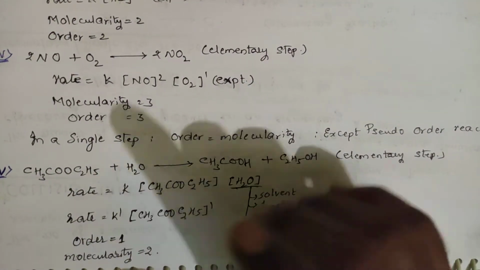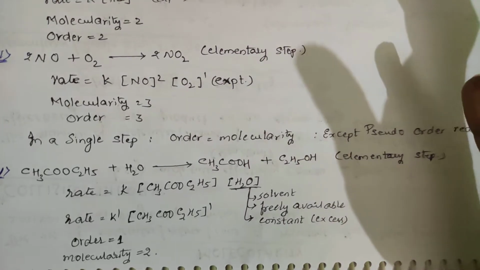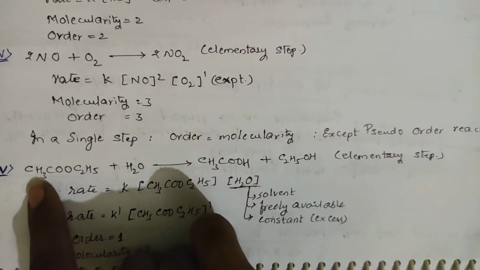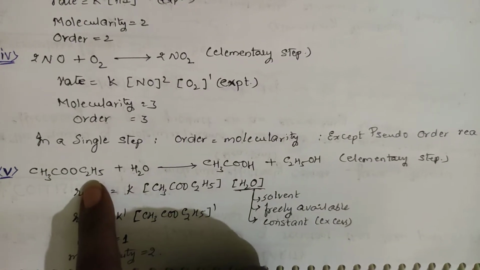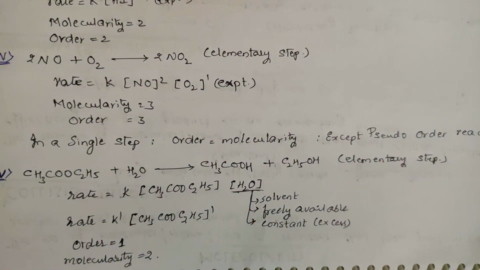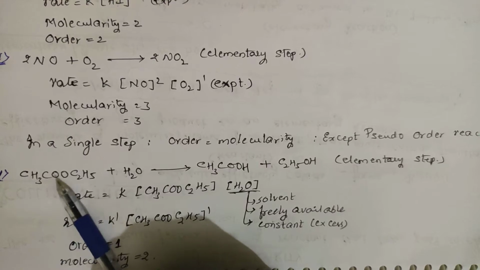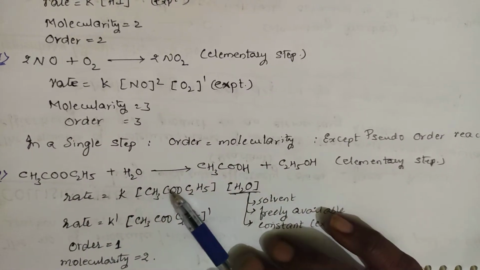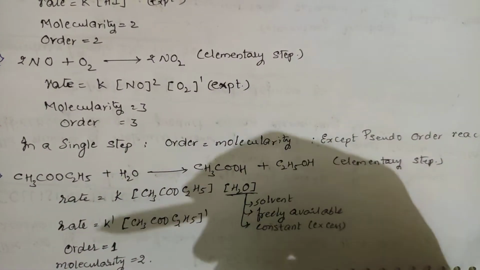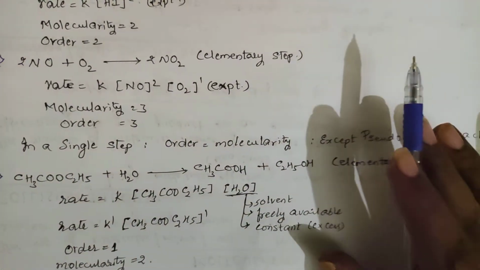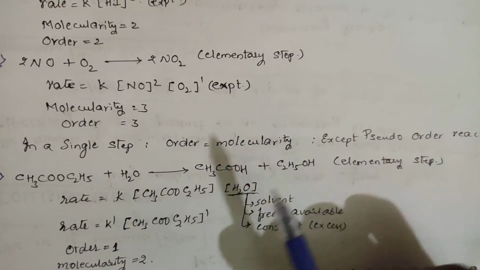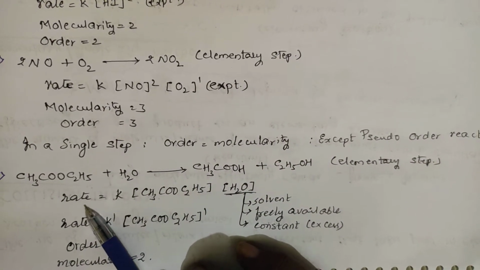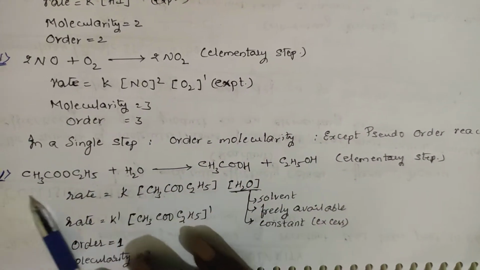Water is taken. Suppose you take one big tank of water, and in that you add one ethyl acetate. It reacts with only one water molecule. Of the water molecules, so many are left out in the water tank itself. So water will not be taken. Water is not the deciding factor for the speed of the reaction. The speed of the reaction is decided by only this one.